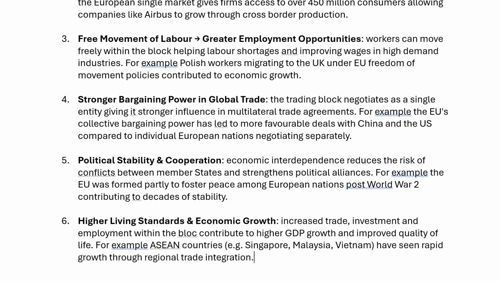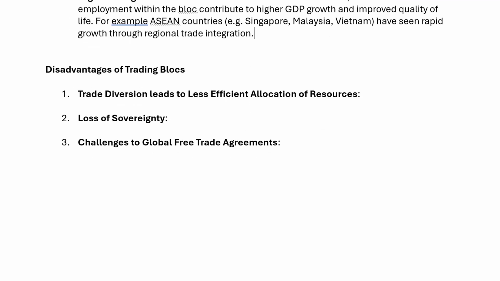Okay, so that about does for the list of advantages. Now, in terms of some of the disadvantages, as I mentioned before, the trading blocs are not perfect. They also come with a list of problems. So one of the first disadvantages is that it leads to trade diversion.